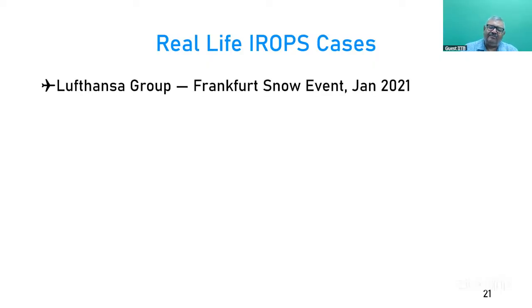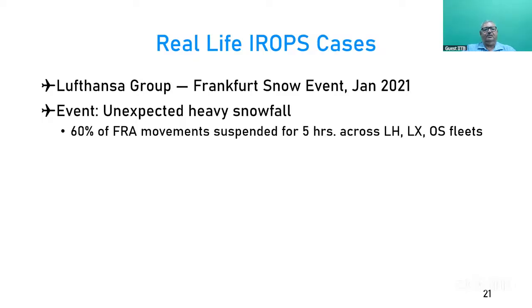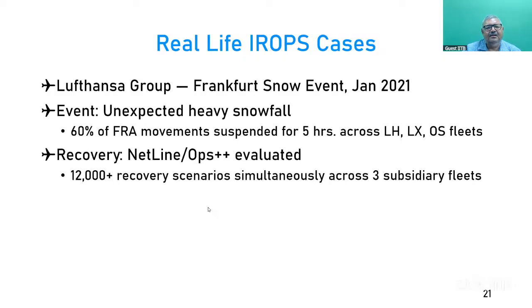Again, winter, this time in Frankfurt, January 2021. The airline is Lufthansa Group. Unexpected heavy snowfall. 60% of movements at Frankfurt were suspended for 5 hours across all the fleets. Okay, Lufthansa and its group, all fleets. So what they did is, using Netline Ops++, they were evaluated using this software. 12,000 and more recovery scenarios were investigated simultaneously across 3 fleets.